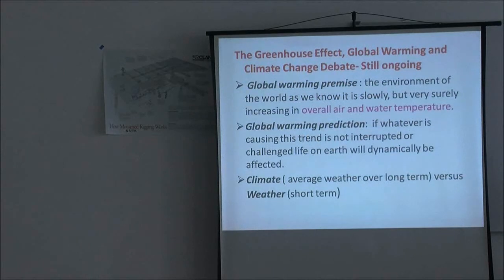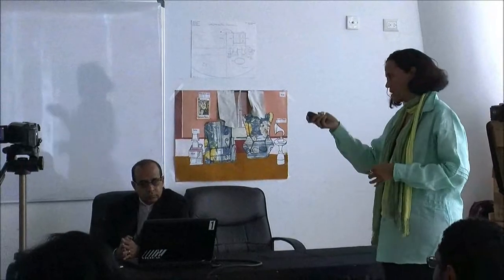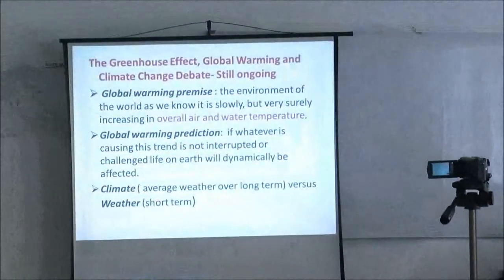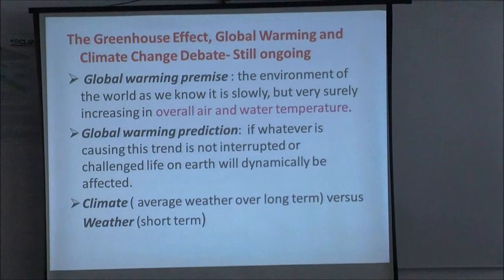Okay, so before branching on to what should be the focus of my talk and the UTT overarching theme, I just want to quickly go through this. The greenhouse effect, global warming and climate change debate, I have it as still ongoing. The global warming premise is that the Earth, the troposphere is heating up, the air and water, the troposphere and the seas. And the prediction is if this trend continues, life on Earth will be affected. Now, climate is weather over the long term. And weather is the short term. What is today's weather? But a month will be the climate for that month.